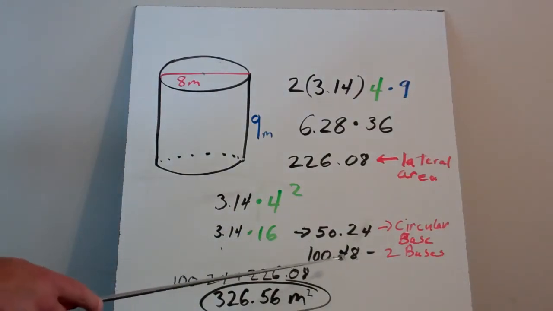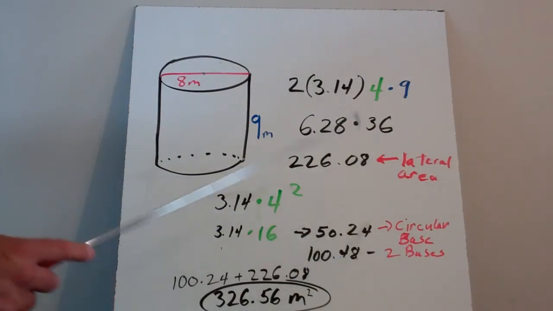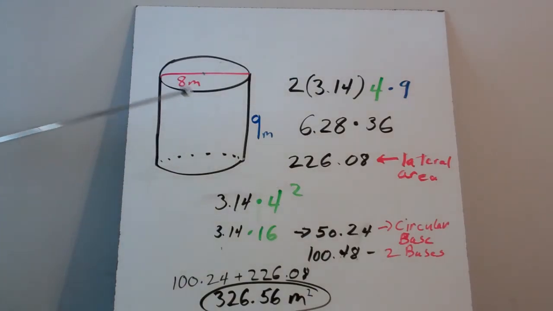So then I take the area of the two bases and area of the lateral face, add them together, so that should be 100.48 plus 226.08, and I get 326.56 meters squared.